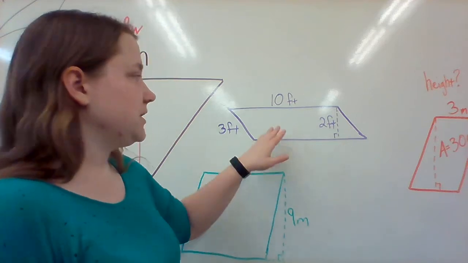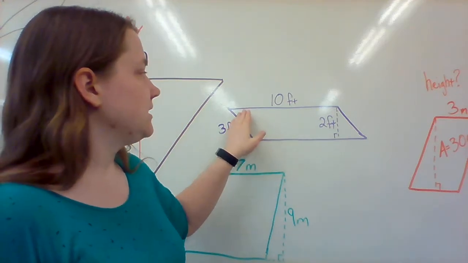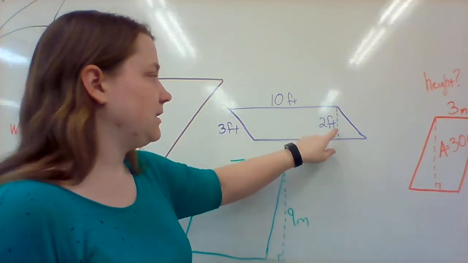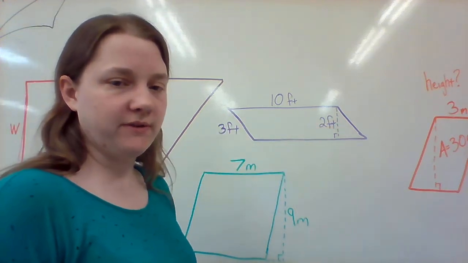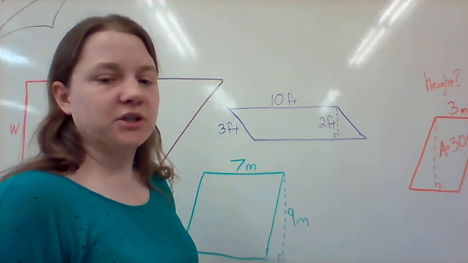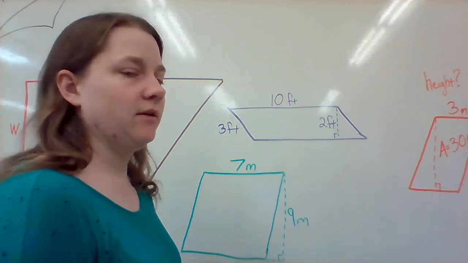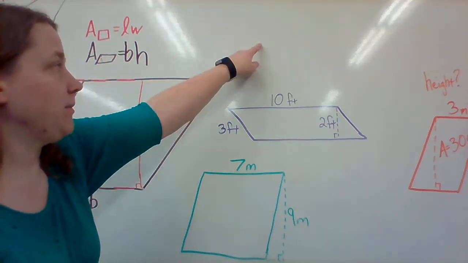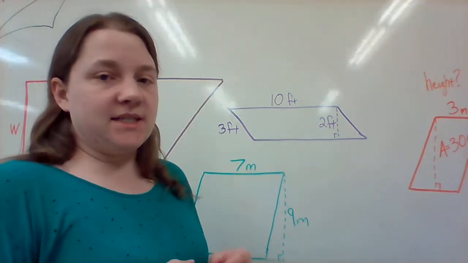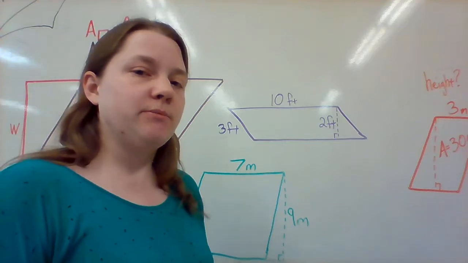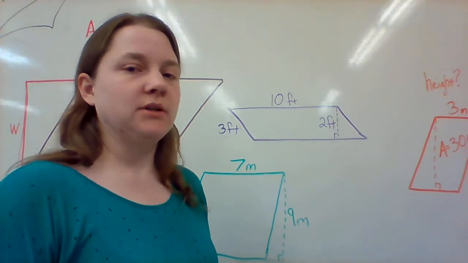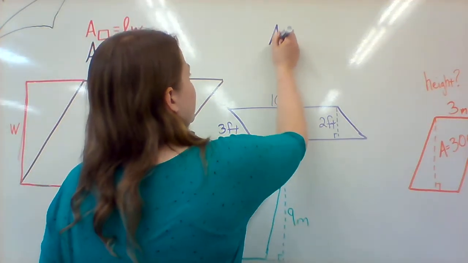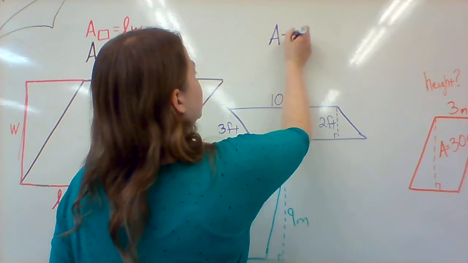Our first example is a parallelogram that is 10 feet across, 3 feet on this side, and then it has a height of 2 feet. This parallelogram actually has a little bit of extra information in it. So let's go ahead and write the formula for the area of the parallelogram up on top. This is something that is going to seem very simple, but it is very, very important that you show your work properly. So, first step, write out the formula.